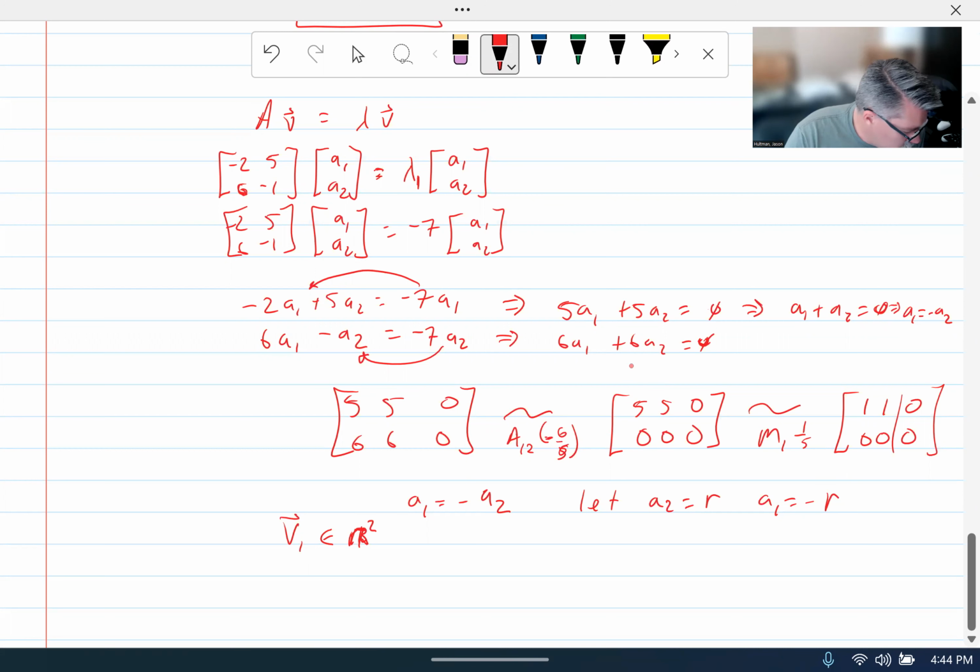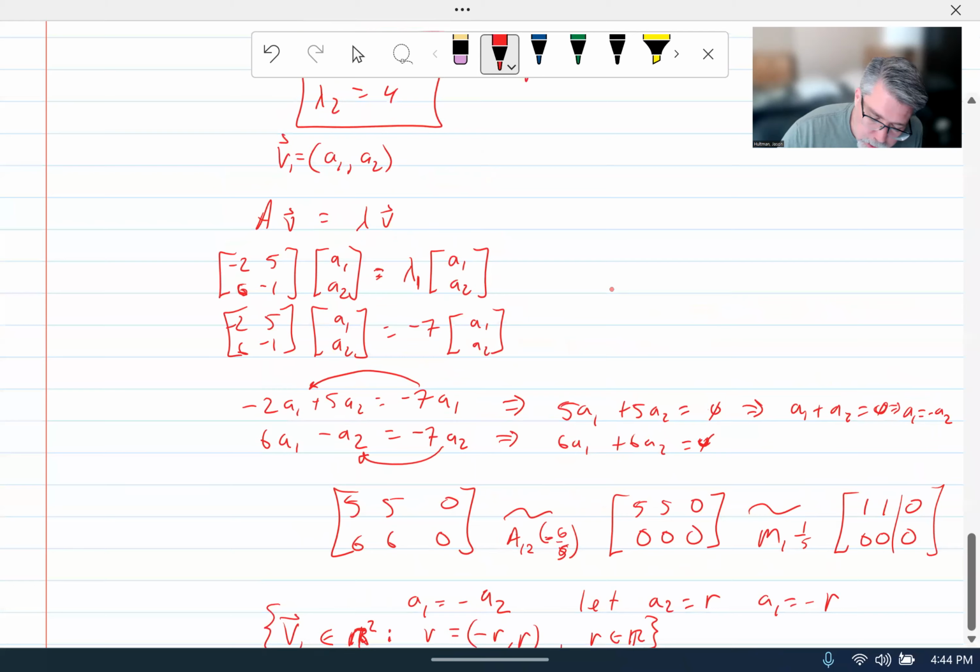Okay, such that V is equal to negative R times R, negative R, such that R is an element of R1. I'll just make that my solution set.